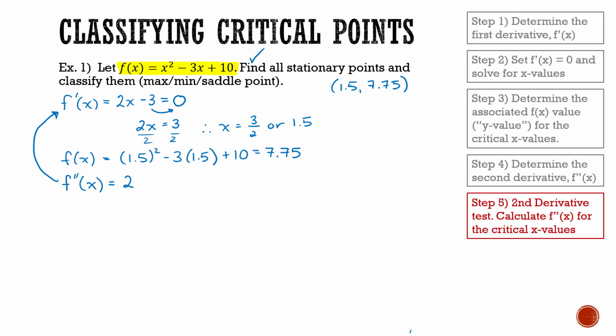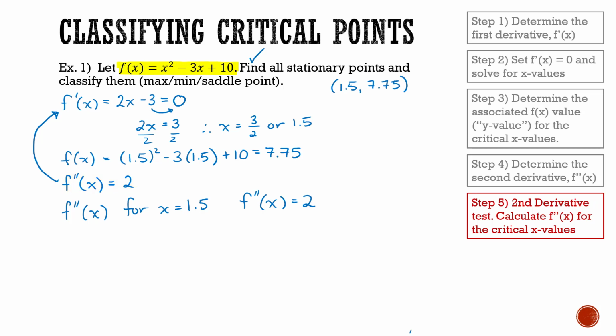Now the next thing I would do is I would do the second derivative test. This is going to be calculating f double prime of x for all the critical values. So I'm going to take my f double prime of x for x is equal to 1.5 for the critical value. Now this is a special situation because f double prime of x is equal to 2 for all x values. So we know that f double prime of x is equal to 2 at x is equal to 1.5, as well as for all other x values.